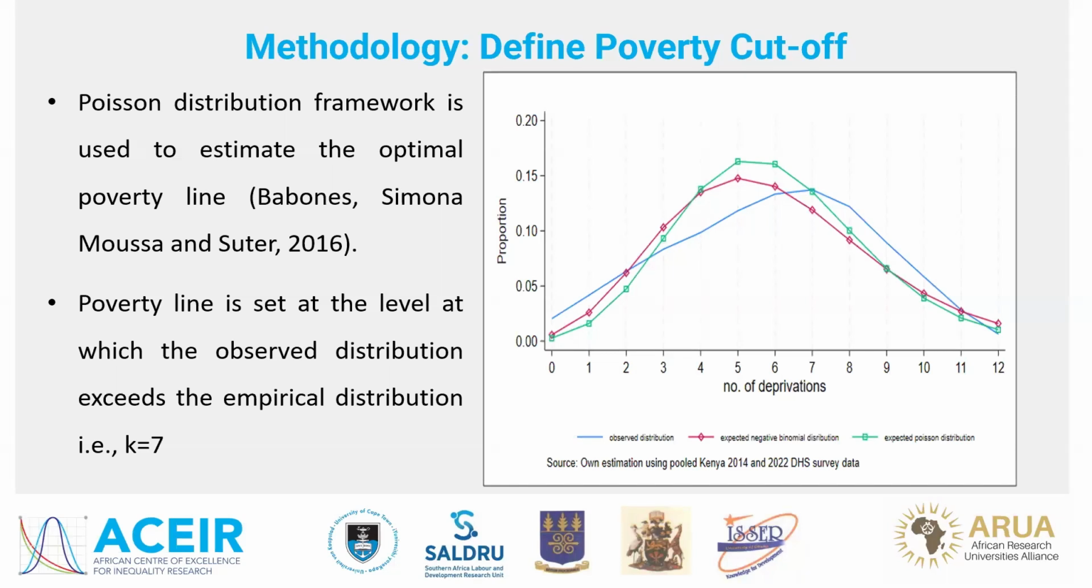You okay with that? But for the global MPI, they just set it at a third of the weighted deprivations. Since we have 12, a third would be 4, which means it would be here, if we just use the poverty line as it is, a third of the deprivations. We are good? Okay.